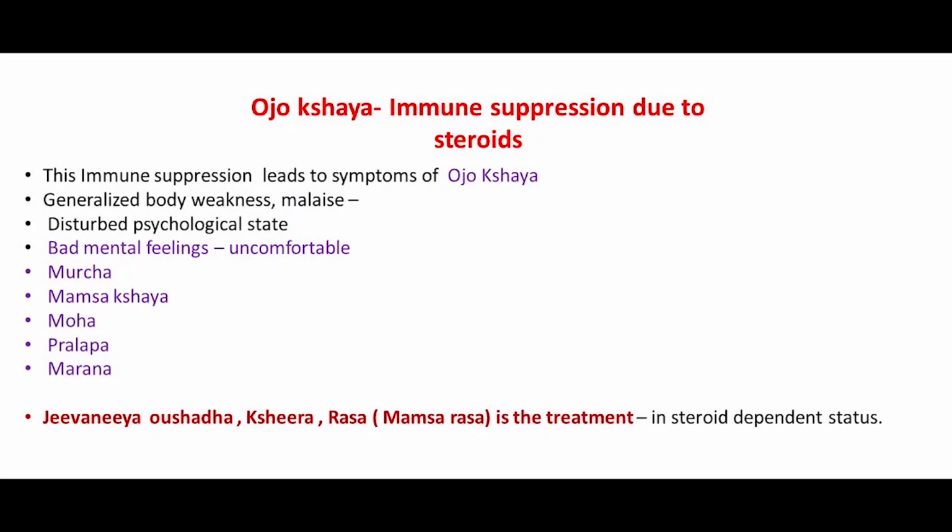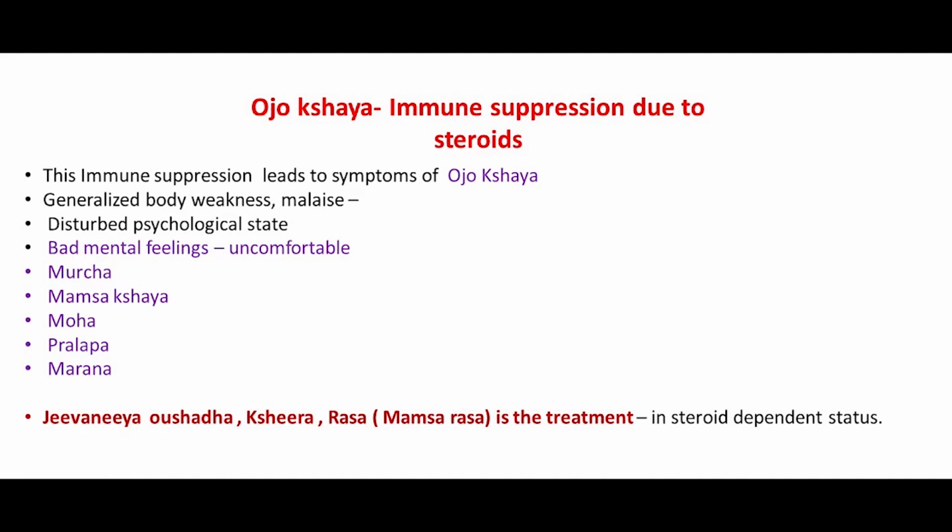That is immune suppression due to steroids. Okay. So we know that generalized body weakness and malaise will be seen, and there will be a disturbed psychological state, there will be bad mental feelings, uncomfortable feelings, then murcha, mamsakshaya, moha, pralapa, and lastly marana. All these factors are seen because of this. So all these symptoms are also seen in a patient who is taking steroids.